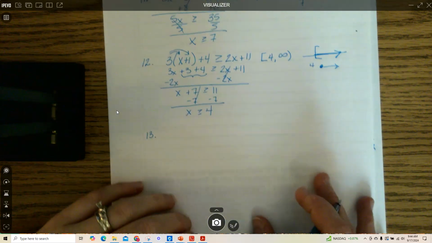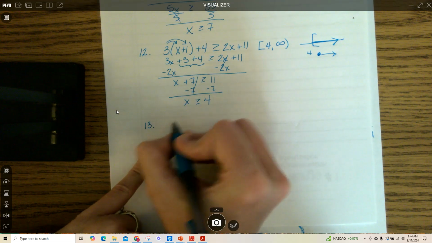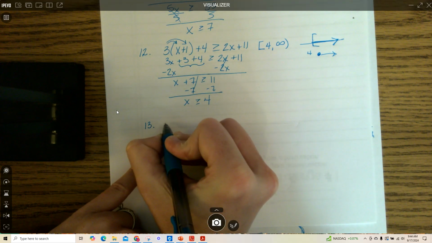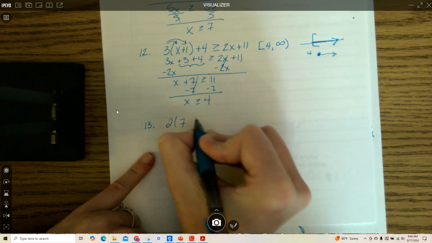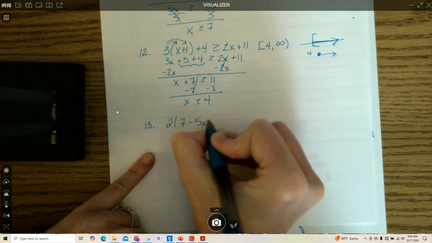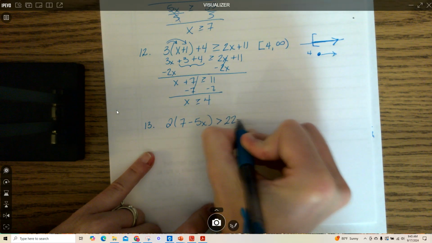Ooh, we're going to negative x's. Okay, so that's what I was waiting for. So give me 13. All right. 2 open parentheses 7 minus 5x close is greater than 22 minus 8x.